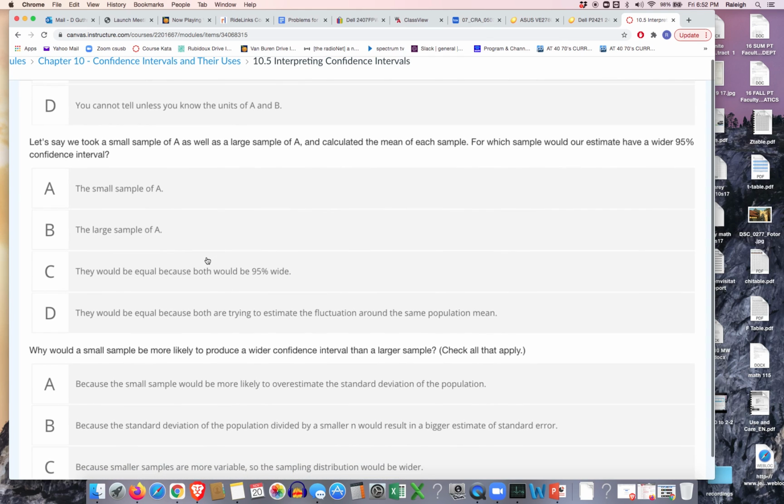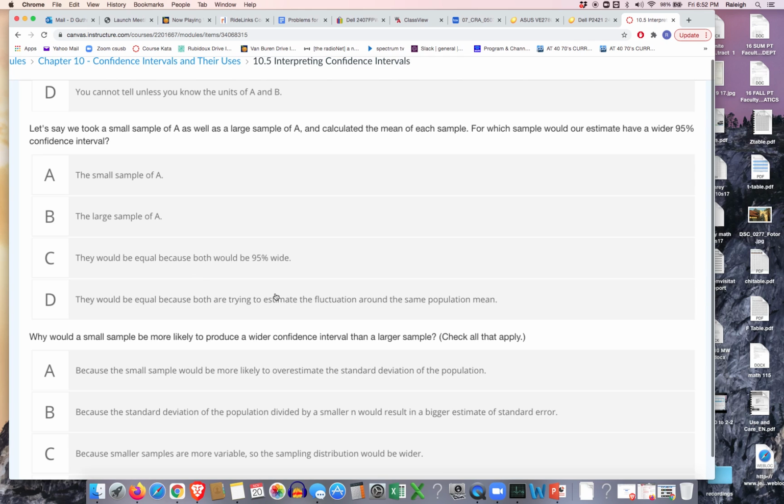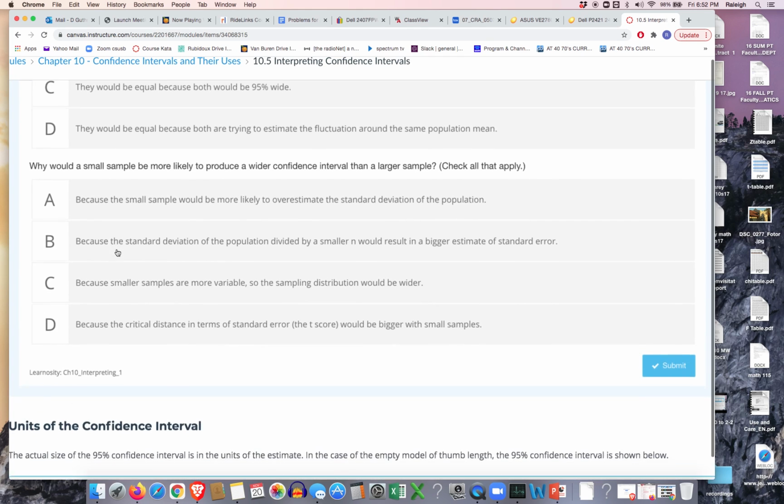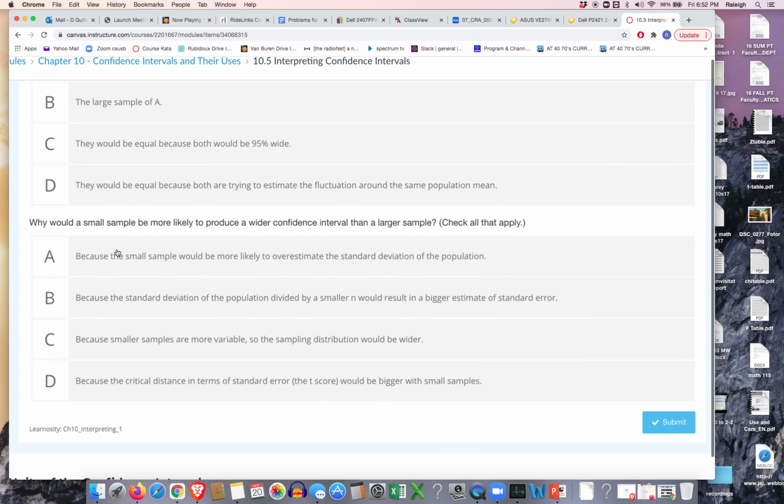Okay, yeah, so not equal, no. Those are wrong. Now, why would a small sample be more likely to produce a wider confidence interval than a larger sample? I'm going to skip ahead to B. Because the standard deviation of the population divided by a smaller n would result in a bigger estimate of the standard error. Exactly. Divided by a small number, the number is bigger.